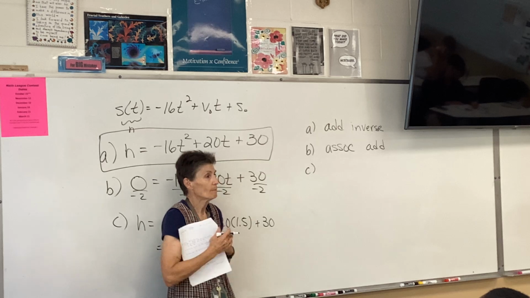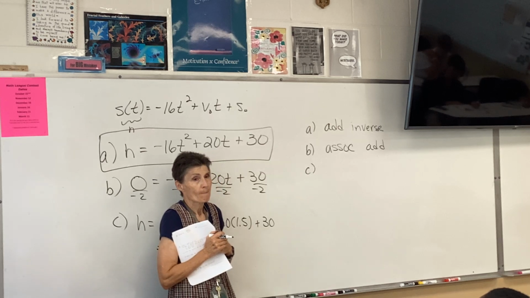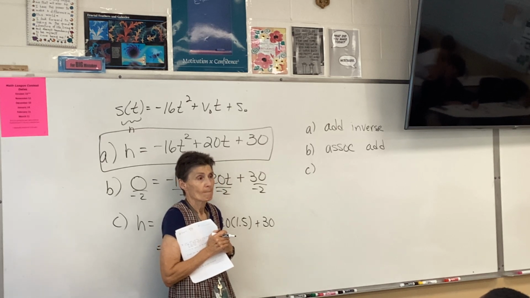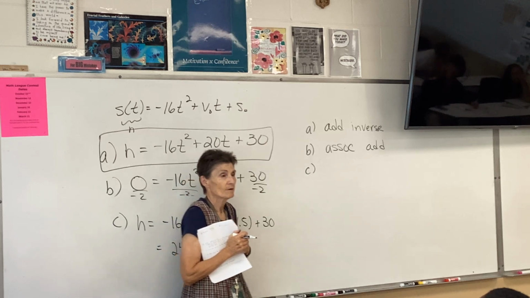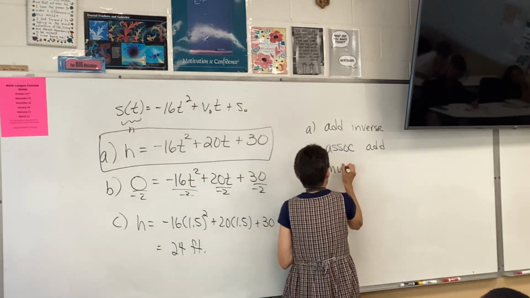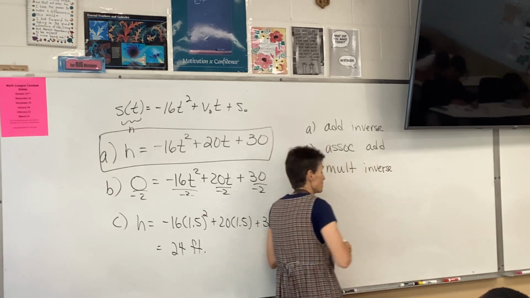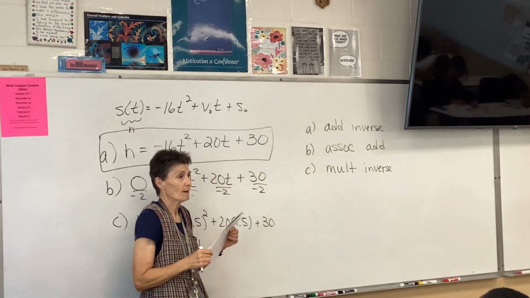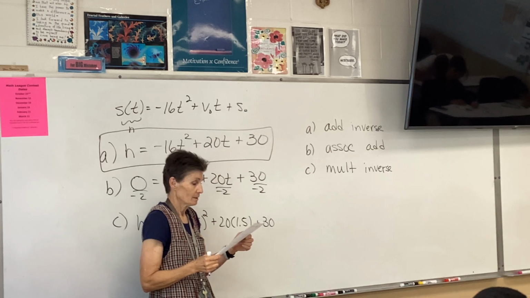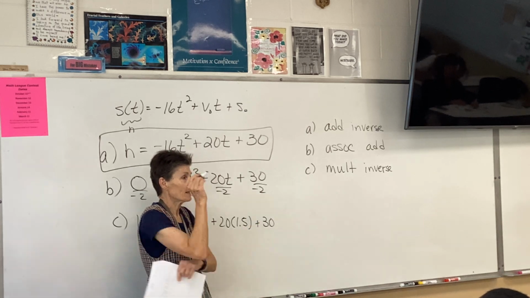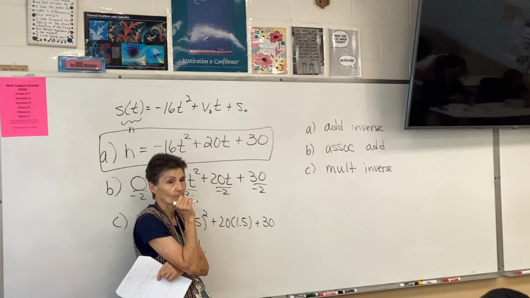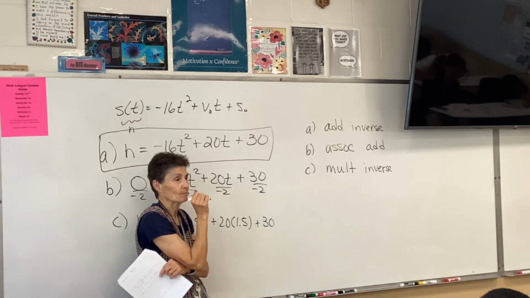And what about C? Multiplicative inverse. Very good. Yep, perfect. Beautiful. When you multiply them and they cancel out, that is great.